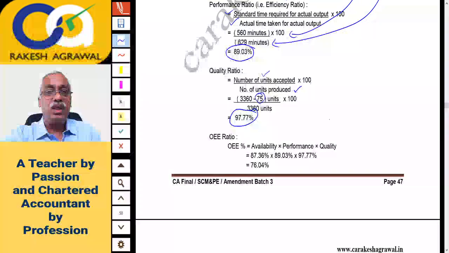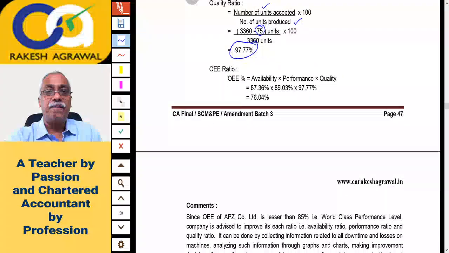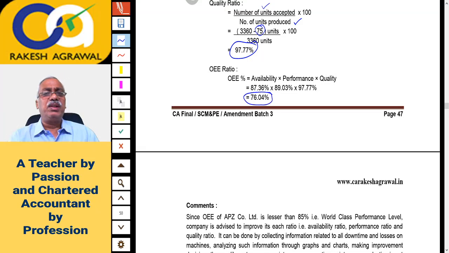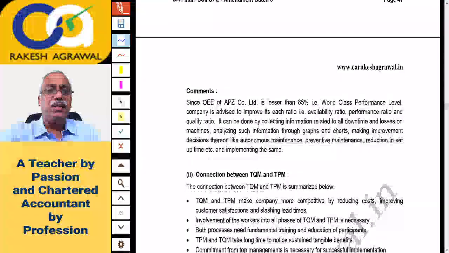So your OEE ratio is, multiply all the 3 ratios now. So after multiplying all the 3, you get 76.04. 76.04 is not bad, but it is not the world class performance. And then you can write the comment.